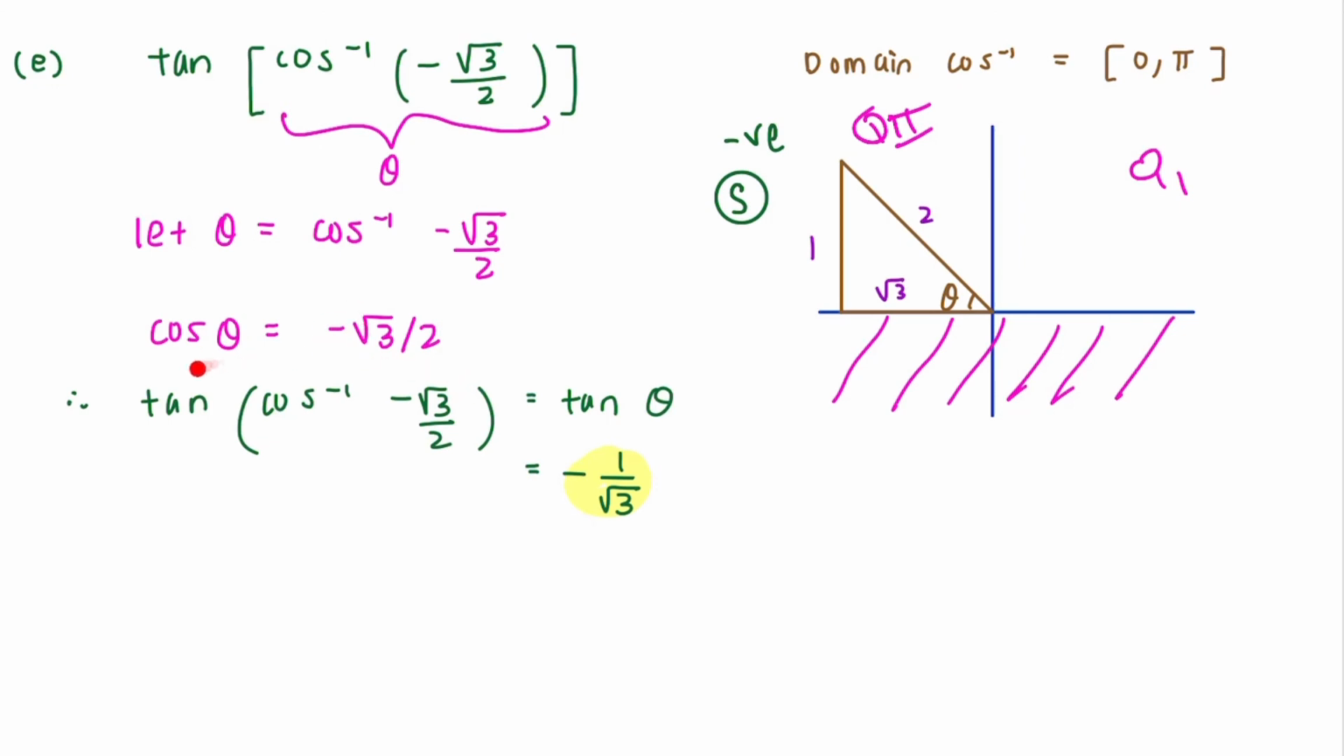So let's rewrite the question again. This is tangent theta. So let's read tangent from here. This is negative because this is sine's house. So tangent is opposite over adjacent, which is 1 over square root of 3. Therefore, your final answer is negative 1 over square root of 3.